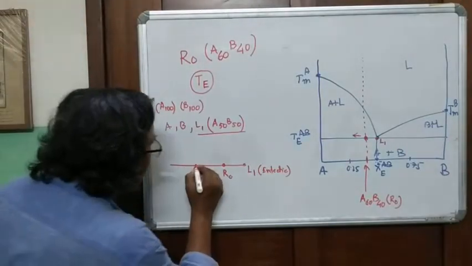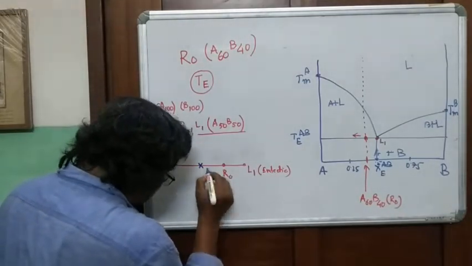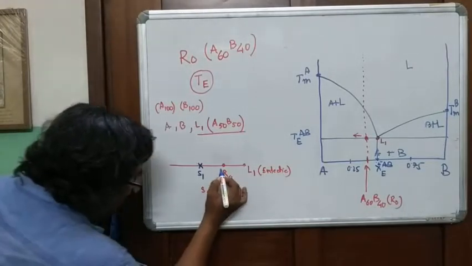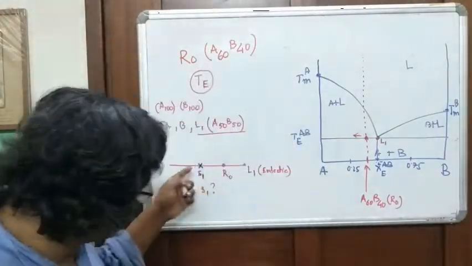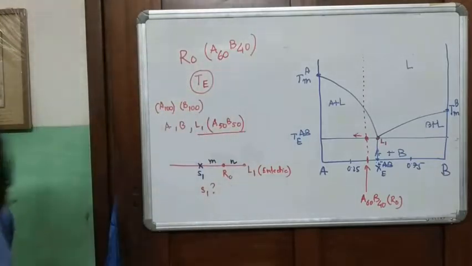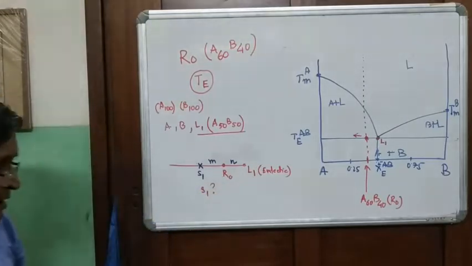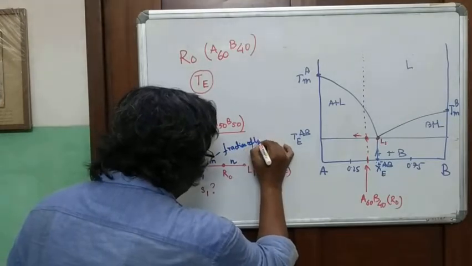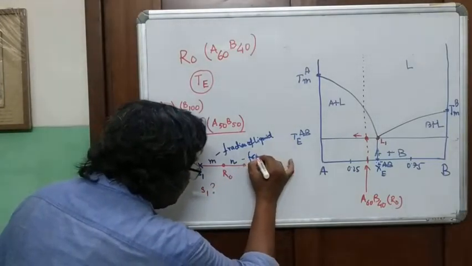Have you understood? Let's say this point is plotted. It's not right. Let's say this point is plotted, and let's say this is my S1. I don't know it, but I'm just drawing it. See here. R0 will lie between L1 and S1. That's very logical, because the two of them will mix. Now, this is M and this is N. What is M? M is S1R0 divided by S1L1. M is the fraction of liquid. And N is the fraction of solid.